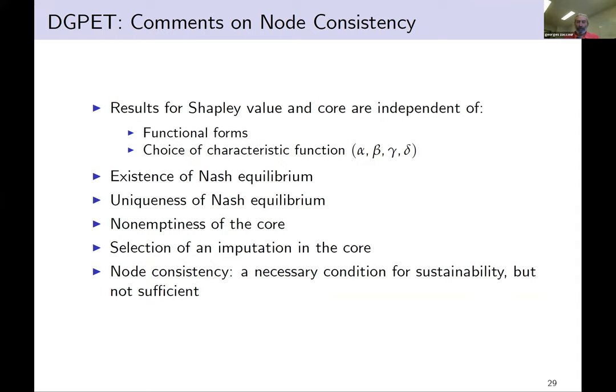This is what I had to say regarding node consistency. I don't know if you have any questions before I move to something else. No, it's okay. Okay.